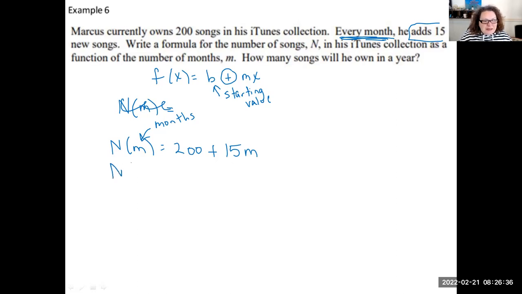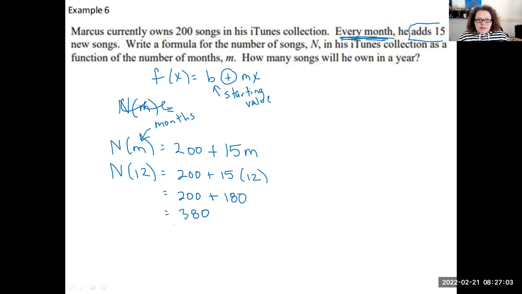So N of 12 is equal to what? Everywhere there's an M, we're going to plug in 12. So 200 plus 15. Okay, here's an M, so we're going to plug in 12. So 200, 15 times 12 is 180. 200 plus 180 is 380.